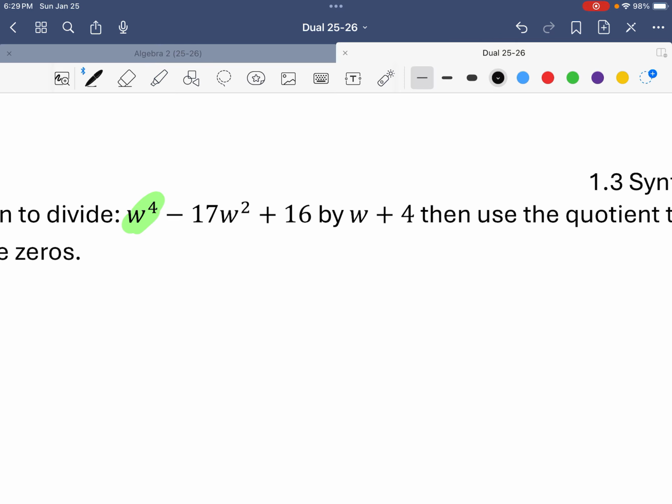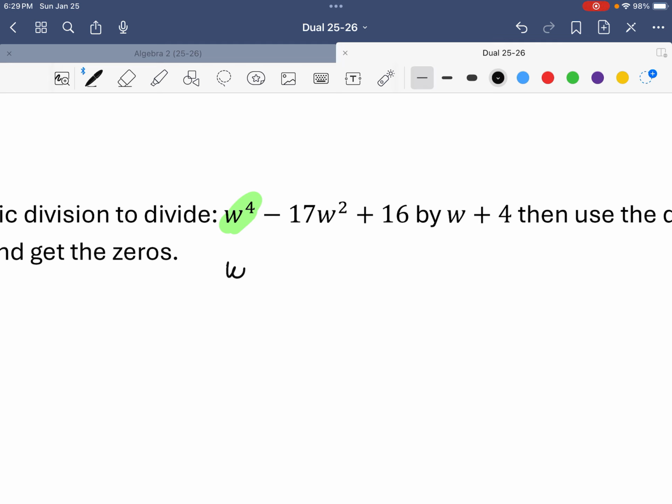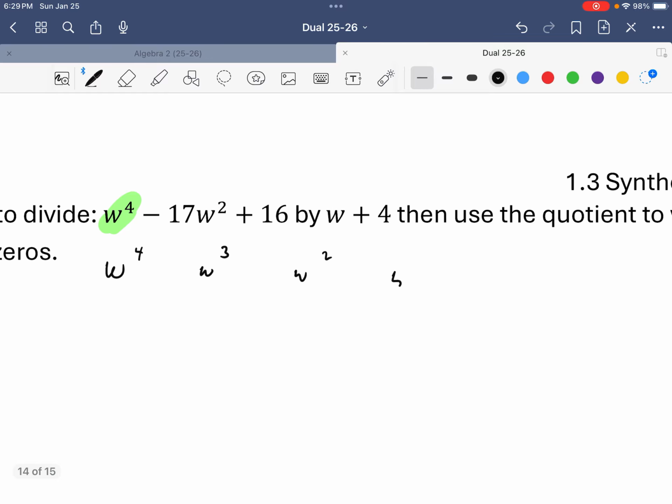Highest power is W4, so I should have a W4. Then I should have a W3, then a W squared, then a W1, and a W0. I should have a number for all of those. The number in front of W4, that's going to give me a 1.